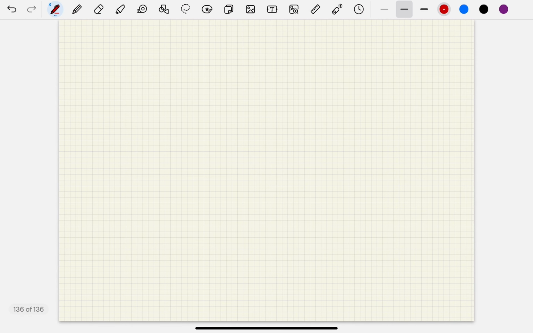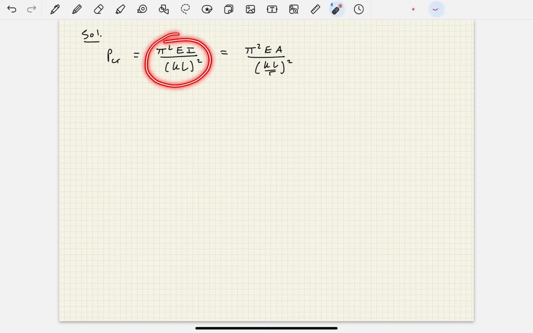And before we actually do method of sections, I'm just going to remind ourselves, this is a buckling problem. So I'm going to remind ourselves of our Euler critical buckling formula. That's P critical is pi squared EI over the quantity KL squared. Now, what's the other form of this? Well, we could write this as pi squared EA over the quantity KL over radius of gyration squared, and we can use either version of this. I'm going to use the first version with the moment of inertia term here.